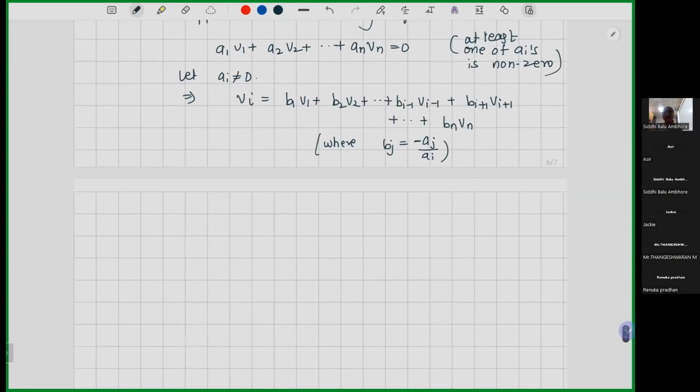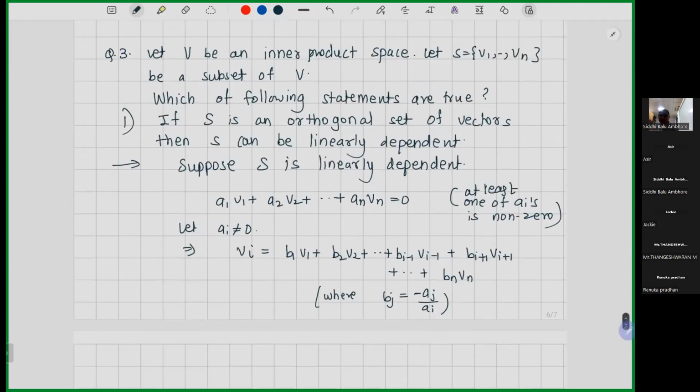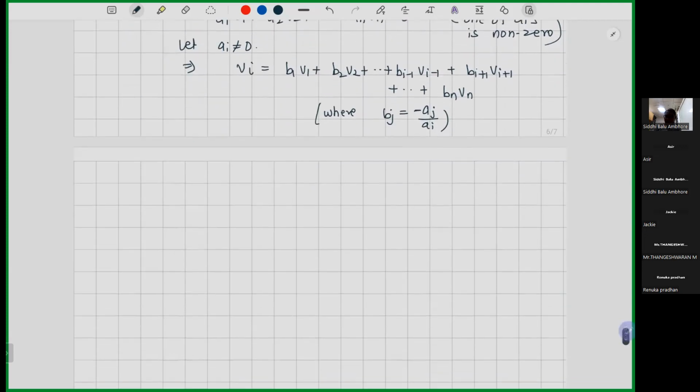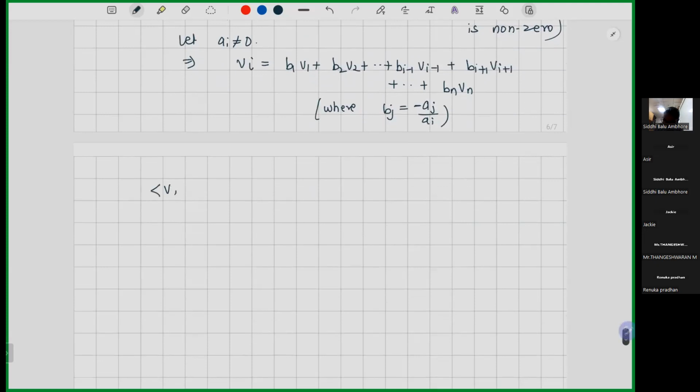Okay. Then they have given that this set is an orthogonal set, right? So what I can do is, if I take vi comma vi, then it has to be non-zero, since vi belongs to S, an orthogonal set. But what is vi comma vi?